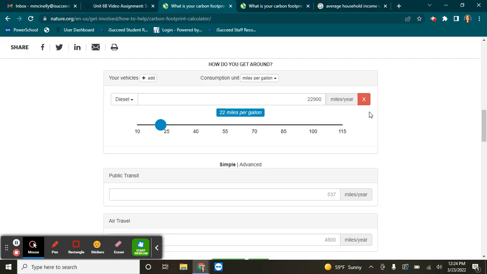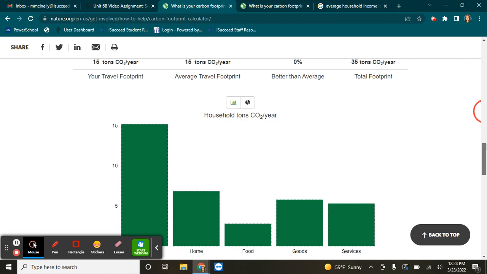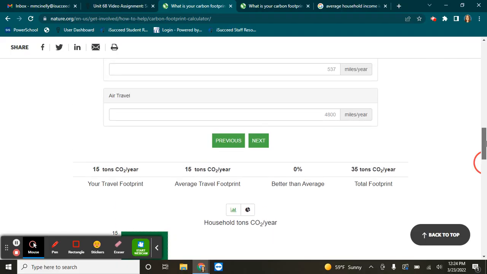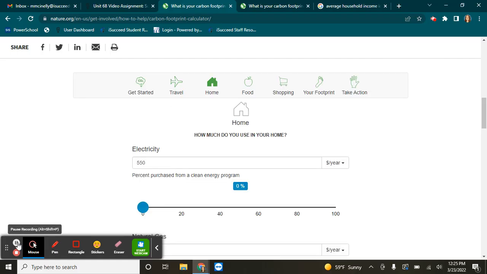And it's going to ask you other questions. How do you get around? Do you drive a car? And down here, it's going to break down the percentage of your household, how much carbon dioxide is emitted each year. So I'm going to go ahead and put in mine, and I'll pause it and then replay towards the end.